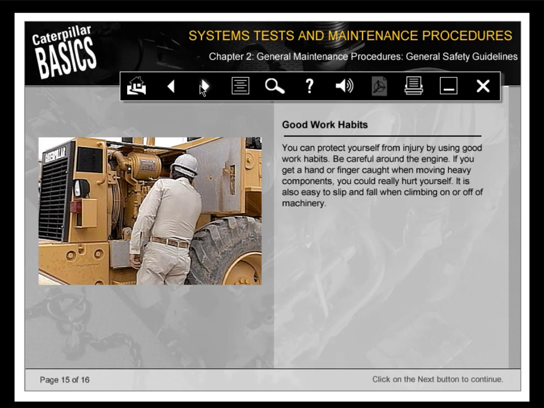You can protect yourself from injury by using good work habits. Be careful around the engine. If you get a hand or finger caught when moving heavy components, you could really hurt yourself. It's also easy to slip and fall when climbing on or off machinery.